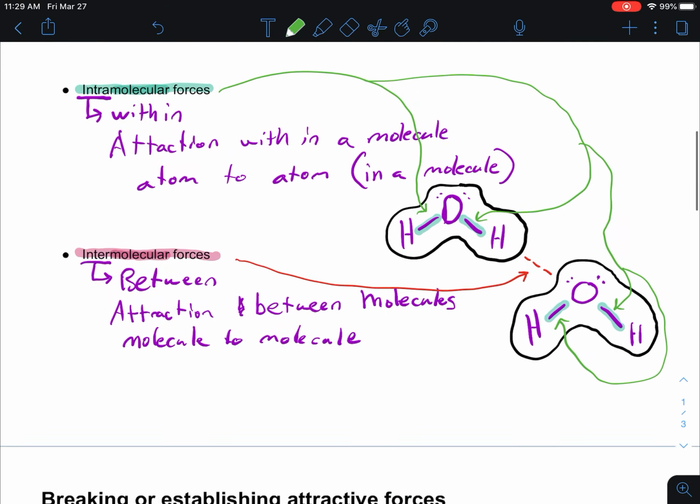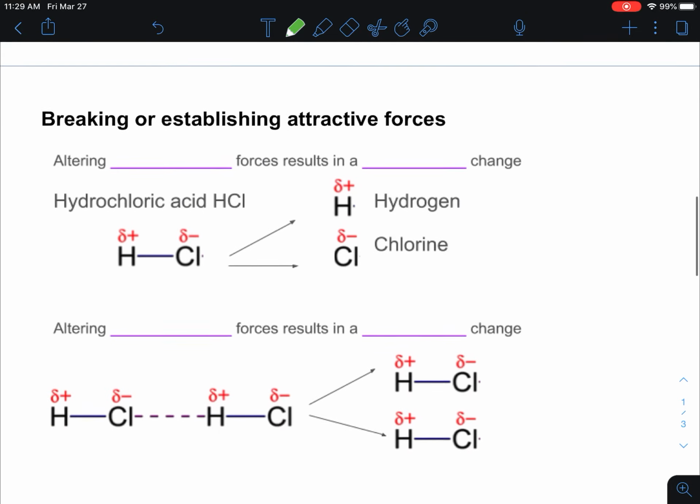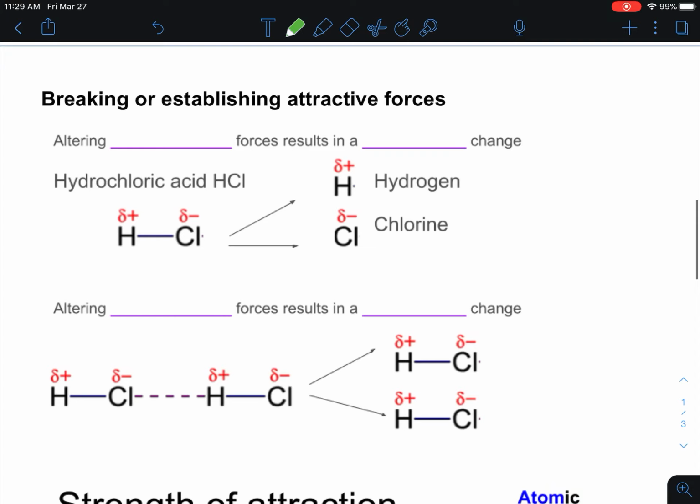Take a moment, make sure those are copied in. Let's go to the next. Tiny little bit to wrap this up. Breaking or establishing attractive forces.